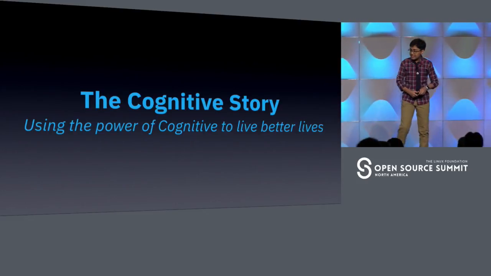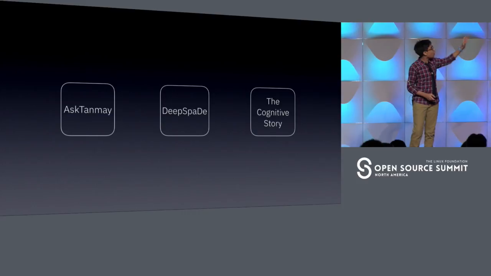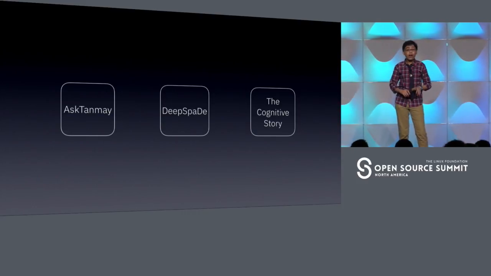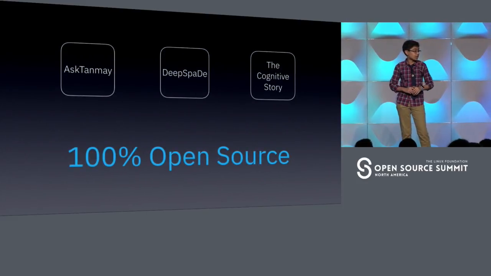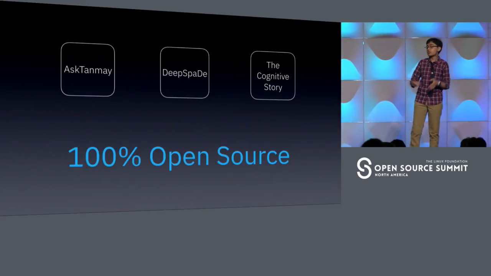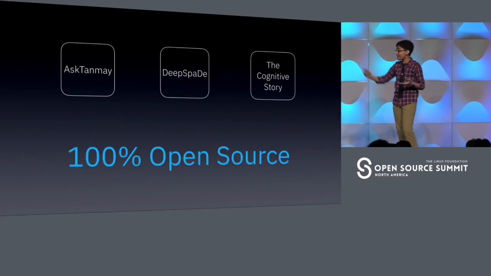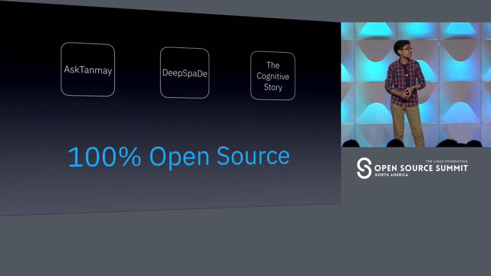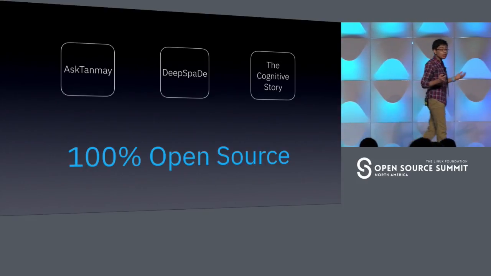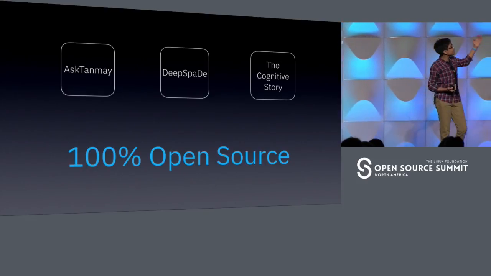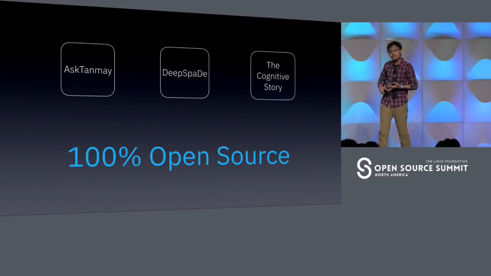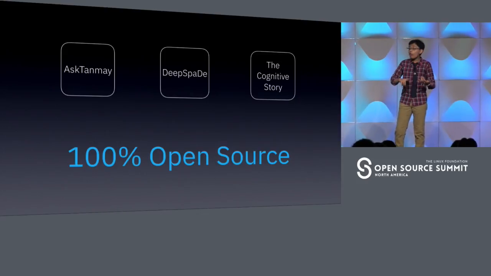But next, to sum up, I'd like to tell you all that all three of these projects, AskTanmay, DeepSpade, and the Cognitive Story, are completely and 100% open source. AskTanmay version 3.1, the new version that I just talked about today, will be open source within the next 2 to 3 weeks. DeepSpade, as you just saw, is now completely open source, and the Cognitive Story is available on Darwin Ecosystem's GitHub page. In fact, one more thing that I find really interesting is that every single one of these projects was developed in a Linux environment and all use Git version control.